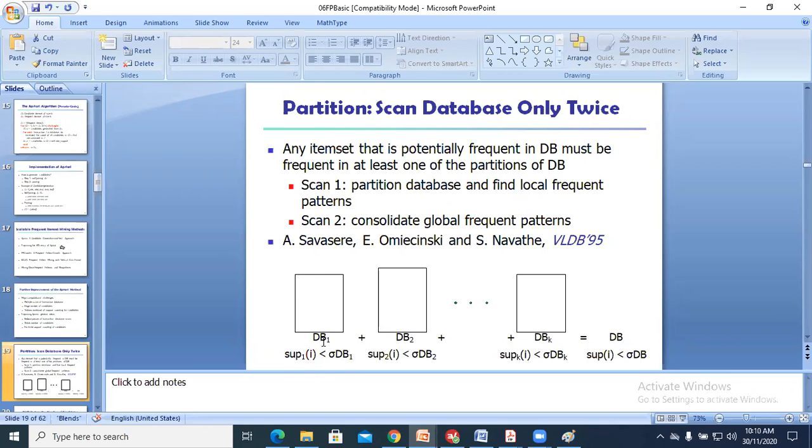So we have the local frequent patterns of 100 databases, and then from these local frequent patterns, we consolidate the global frequent patterns. So in this way, we have to scan the database 2 times only. The first is for the local frequent patterns, and the second time for the global frequent patterns.